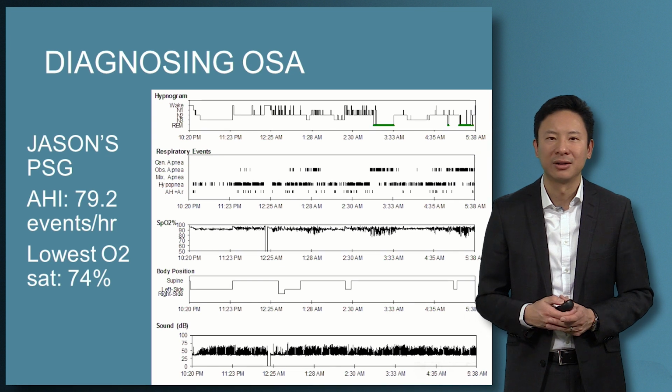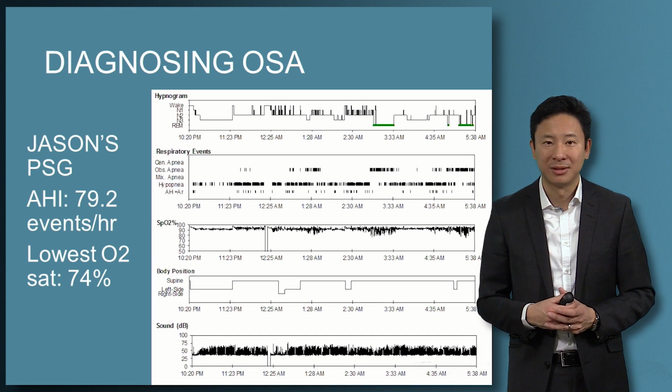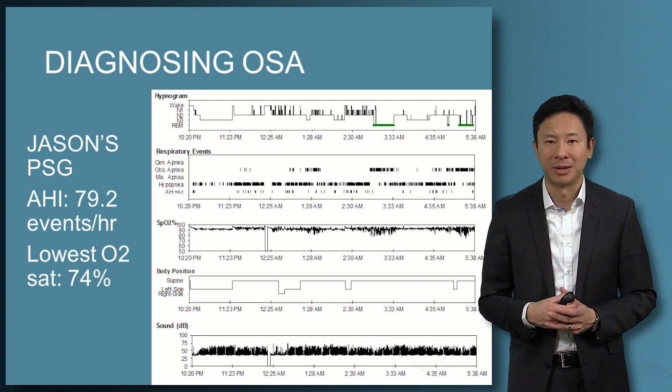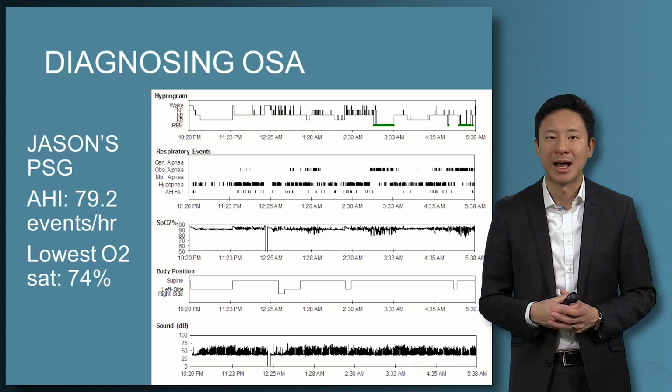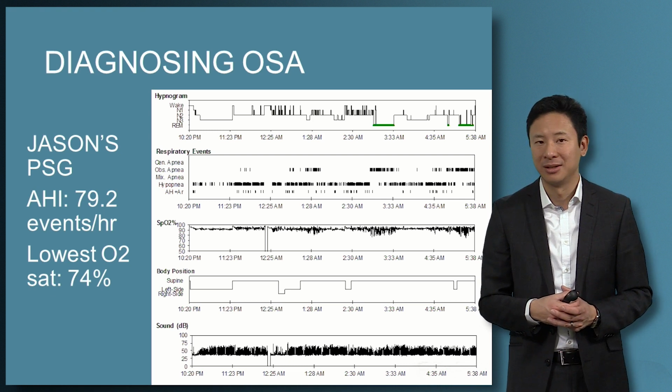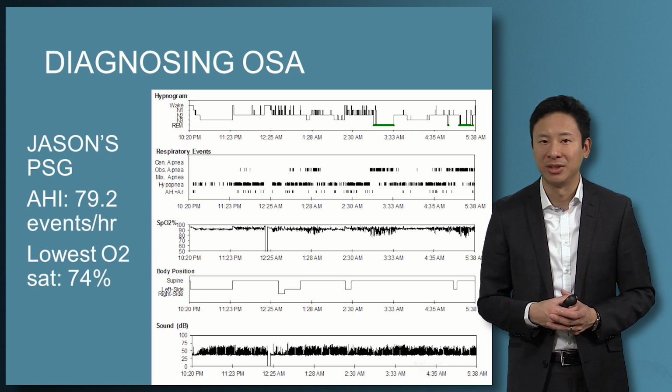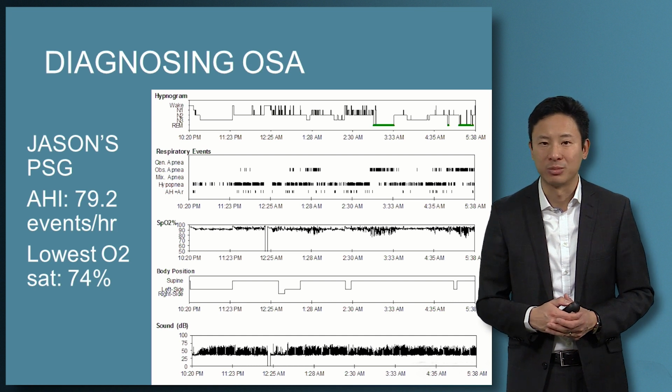The important features here are that there are very frequent obstructive events. Some of these are obstructive apneas, although the majority of them appear to be hypopneas. And there is significant oxygen desaturation during the study as well. In terms of the actual numbers, the apnea-hypopnea index for Jason turned out to be well into the severe category at 79.2 events per hour. And the lowest oxygen saturation during the test was quite low at 74%.